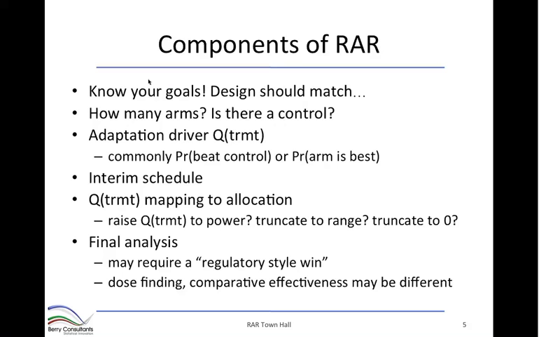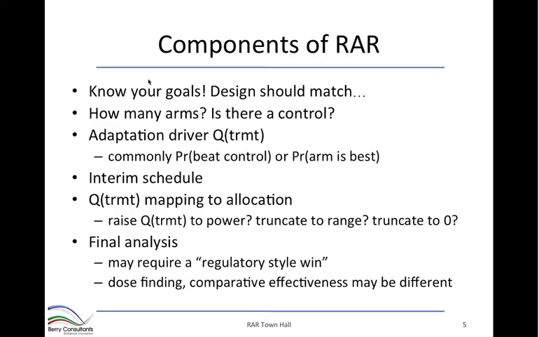Our situation, how many arms? I'm going to make a big deal going forward that the 2-arm setting is qualitatively different than the multiple arm setting. Is there a control? You'll have to make a decision. How do I drive the adaptations? The typical choices here are based on the probability that you're beating a control. So for multiple arms, I could compute the probability that each one of them beats the control and drive the randomization on that. I could also do it on the basis that the probability the arm is the best.